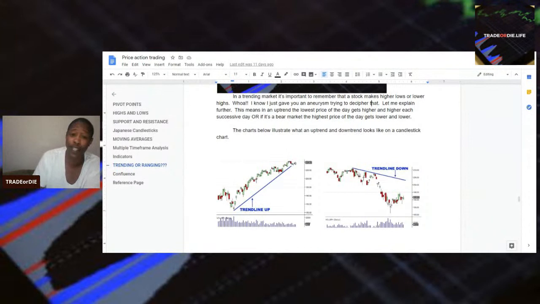Now, in the trend, I'll use a stock as an example. It could be a currency pair, a bond, a crypto coin. It makes higher lows or lower highs. I know I just gave you an aneurysm trying to decipher that. Let me explain further though. That means in the uptrend, the lowest price of the day gets higher and higher each successive day. Or if it's a bear market, the highest price of the day gets lower and lower.